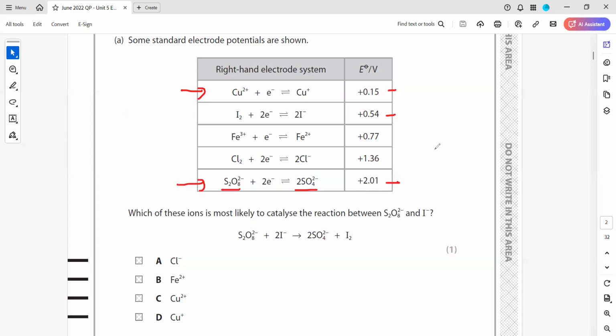So first, what should happen? This is having a higher electrode potential, so this should have a reduction happen, and this will be oxidation. So what we will have is a copper 1 ion, and it is S2O8.